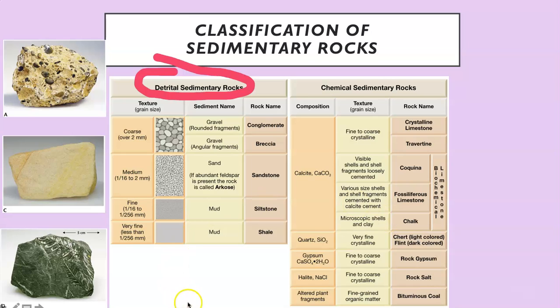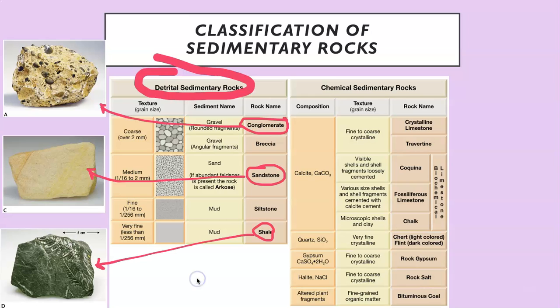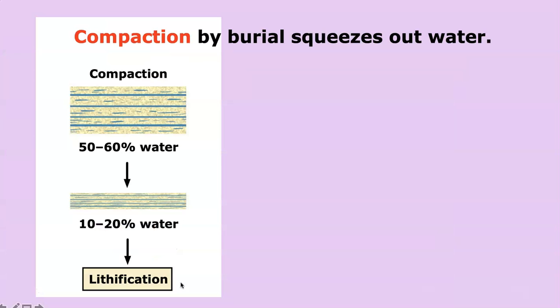Detrital sedimentary rocks are defined on the basis of how big the pieces are in the rock. Remember, the weathering gave us pieces. These three examples here are showing how we name rocks based on those sizes. Conglomerates have gravel-sized pieces, sandstones have sand-sized pieces, and this shale, which has some fossils in it, has clay-sized pieces.